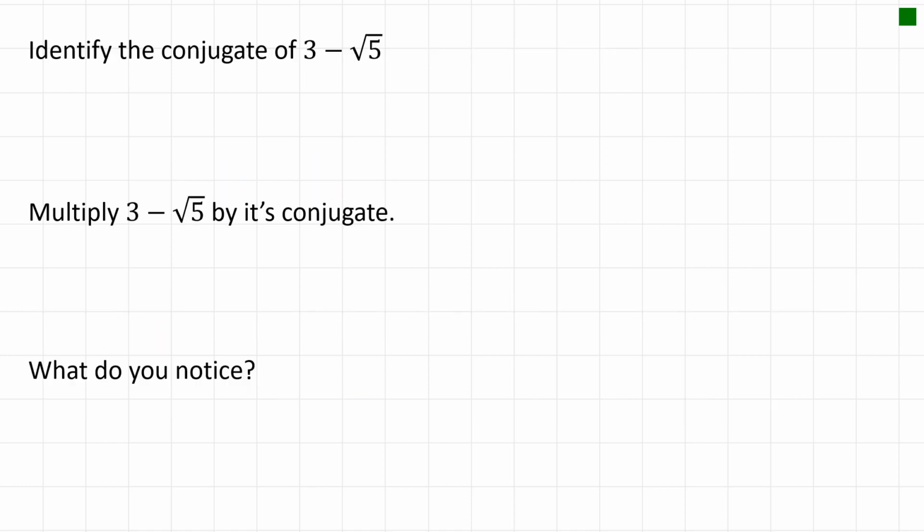So to start, we're going to start this slowly. First, identify the conjugate of 3 minus root 5. Well, all we have to do is switch the sign between the two terms. So the conjugate is 3 plus root 5. Now we're asked to multiply 3 minus root 5 by the conjugate 3 plus root 5. And to do that, we'll have to FOIL.